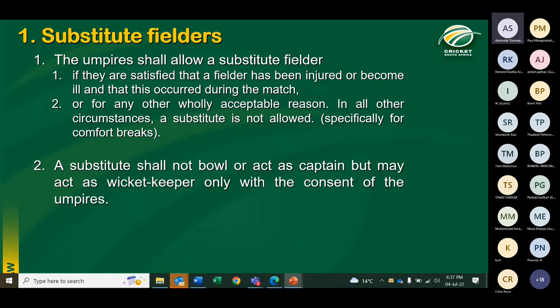Also, a substitute shall not be allowed to bat, not be allowed to bowl. He or she cannot act as captain, but that substitute fielder may act as the wicketkeeper. But to act as a wicketkeeper, they need the consent of the umpires. So the substitute, not allowed to bowl, nor bat, nor be captain, can keep. But to keep, they need the consent of the umpires.